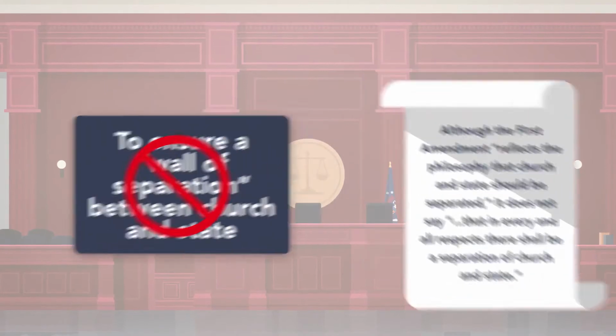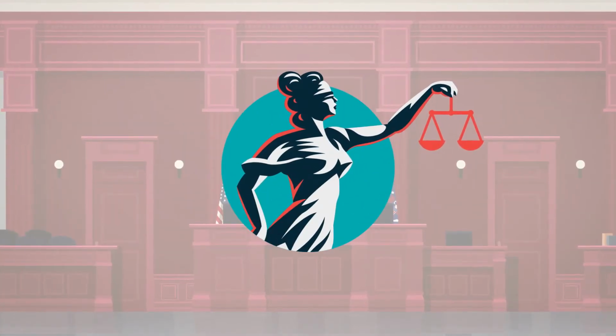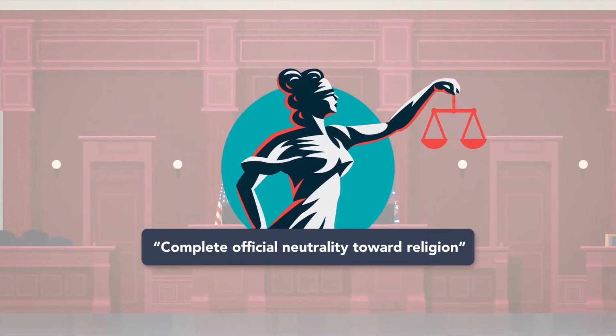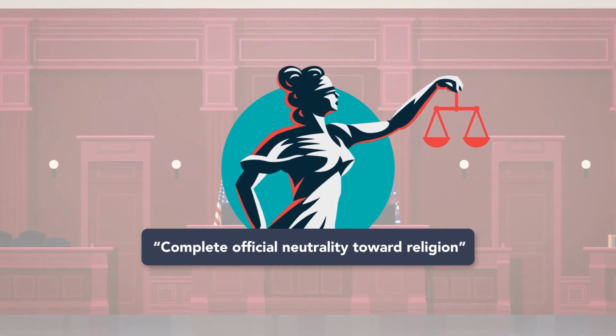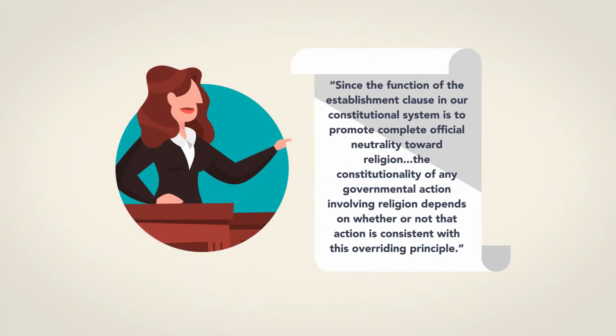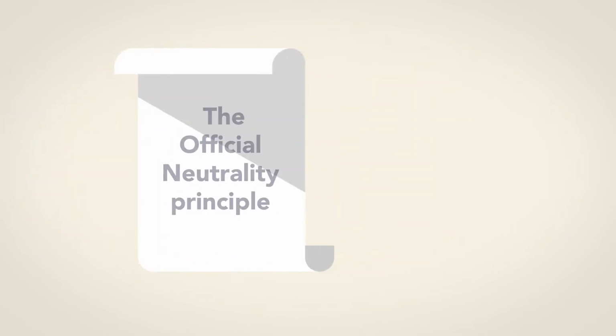The court instead adopted a standard that required the government to maintain complete official neutrality toward religion. As one scholar explains, since the function of the Establishment Clause in our constitutional system is to promote complete official neutrality toward religion, the constitutionality of any governmental action involving religion depends on whether or not that action is consistent with this overriding principle. One commentator explains the official neutrality principle as follows.